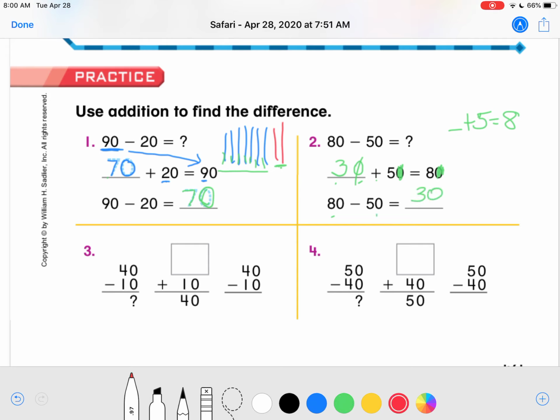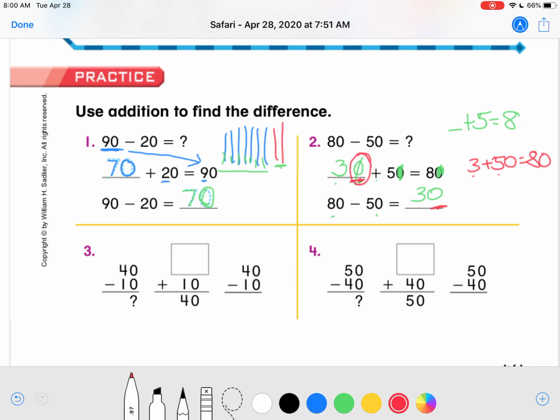Don't forget to put these zeros on your answers on the page. If you only put 3, it doesn't make sense, because if you only put 3, it would say 3 plus 50 equals 80, and that's wrong, because 3 plus 50 would be 53. So make sure you have that 0, okay?